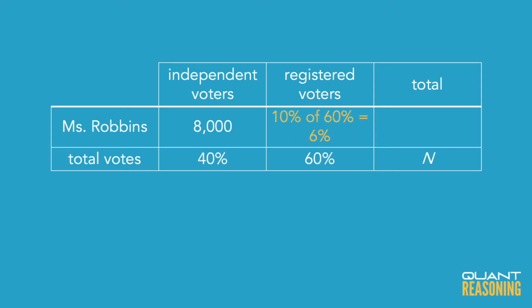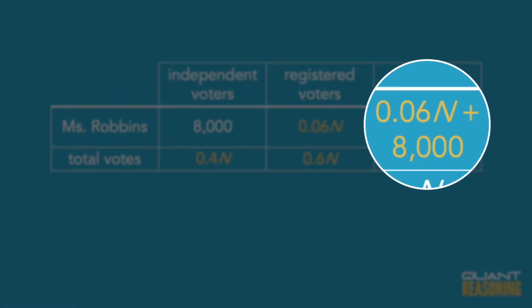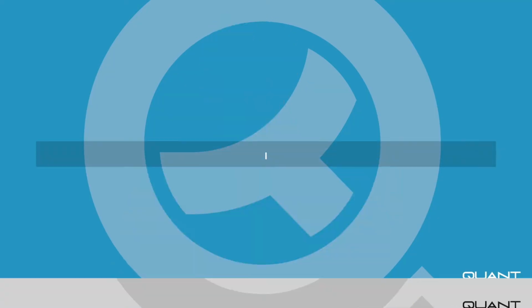If the total is n, the number of registered voters who voted for Miss Robbins is 0.06 n, right? 6% of n. Plus, don't forget the 8,000 independent voters that voted for her. It looks like that leads us straight to answer choice E.